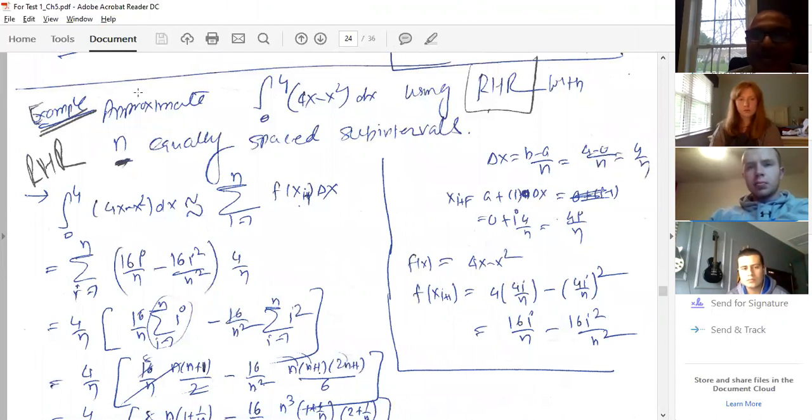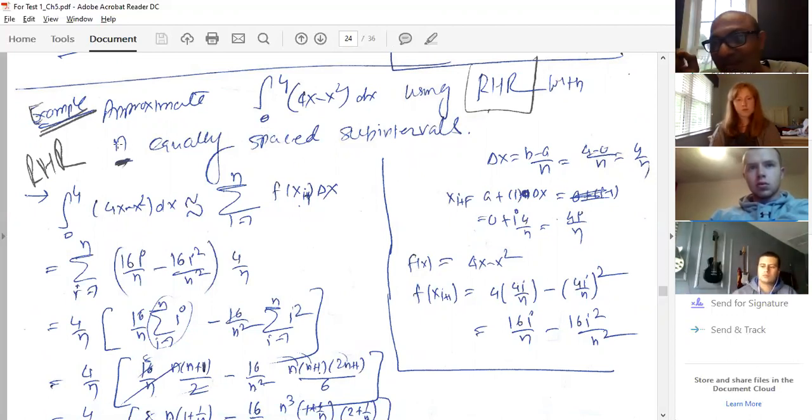Now again, let me go back to the same example, approximate the integral from 0 to 4 of 4x minus x square dx using the right hand rule. Forget about left hand and midpoint, because now specifically the right hand rule is mentioned. With n equally spaced subintervals. Previously you were given n equal to 4, then n equal to 16. Now it says just work with general n. No numbers.